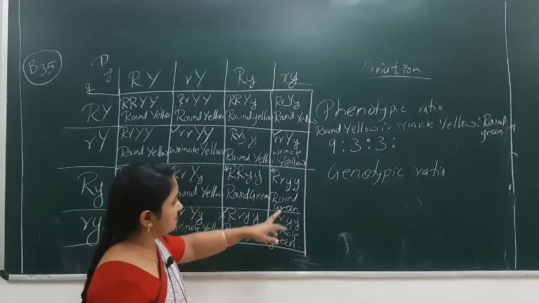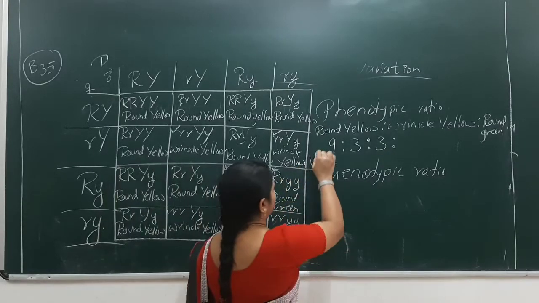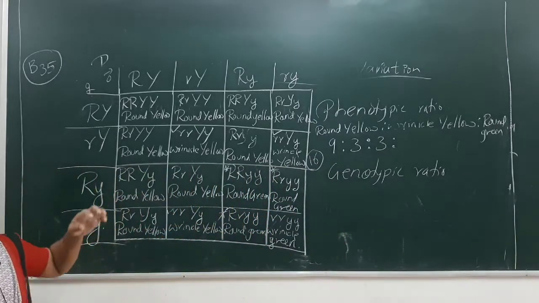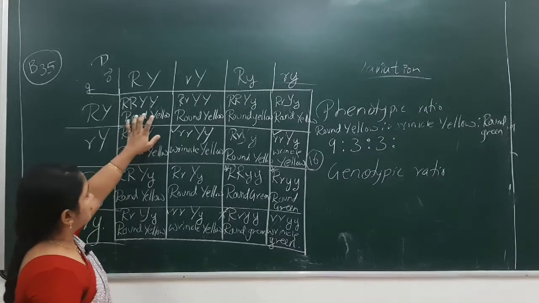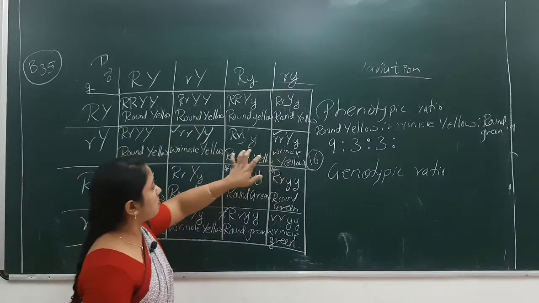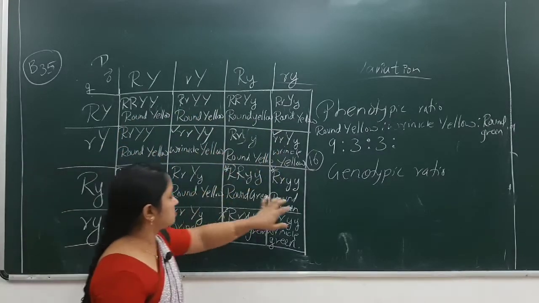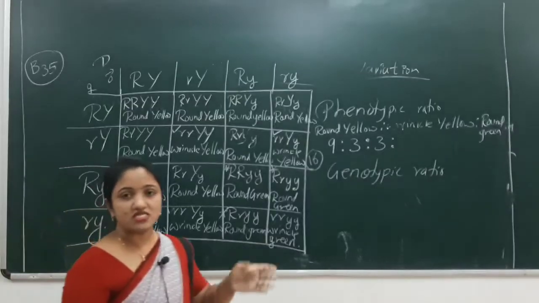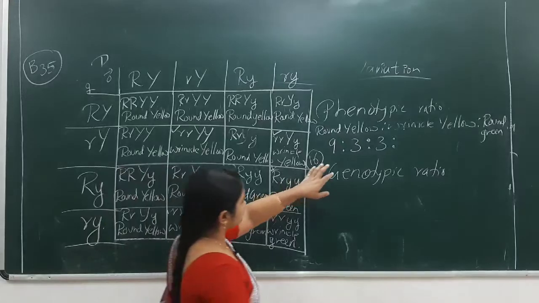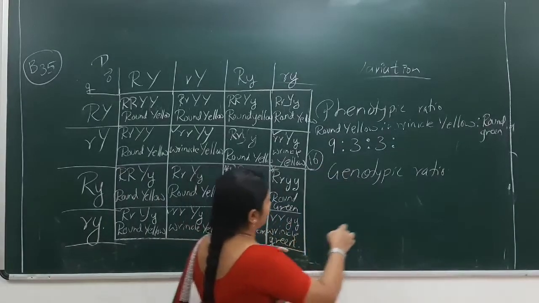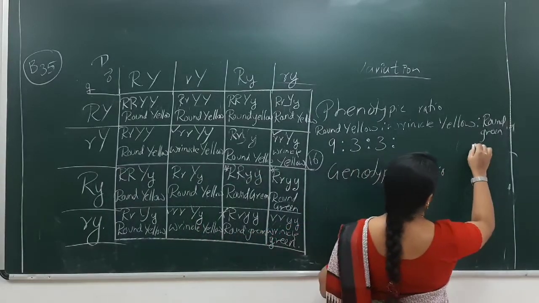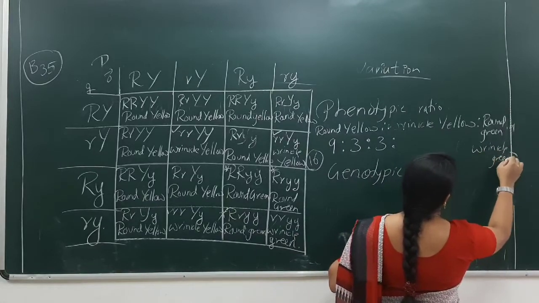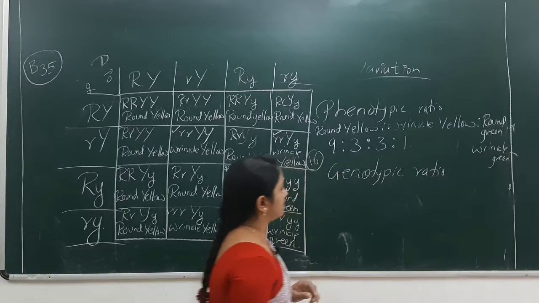And how many are left? So the total should come to 16. How do I calculate the 16 offsprings here? By counting the boxes. So 16 boxes are present. So 16 boxes means 16 offsprings. At the last, one more offspring is wrinkle green, that is only 1 in number.